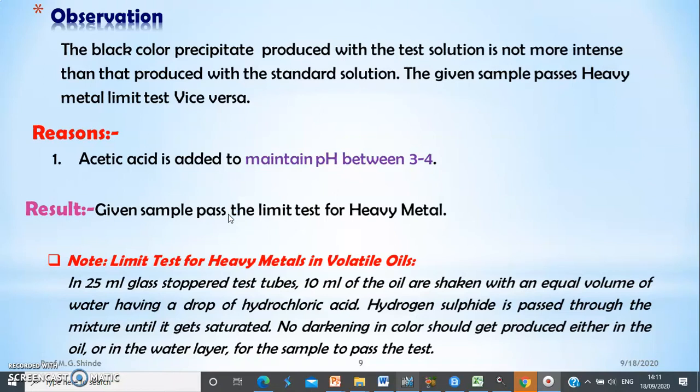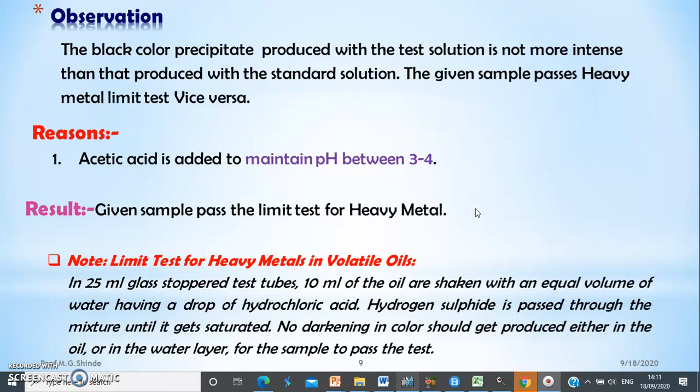We are using acetic acid here for maintaining the pH between 3 to 4. So based on the above observations and conclusion, we can say that the given sample passes the limit test for heavy metal. Note here that we can also perform the heavy metal limit test for volatile oils. For this, we require 25 ml glass stoppered test tubes. To that, 10 ml of oil is shaken with an equal volume of water, having a drop of hydrochloric acid.